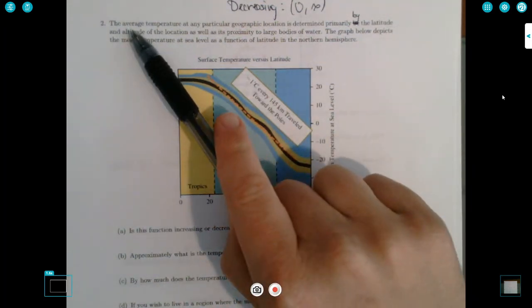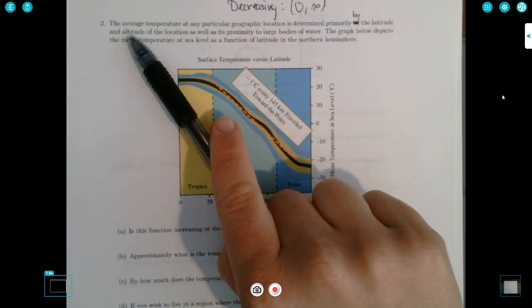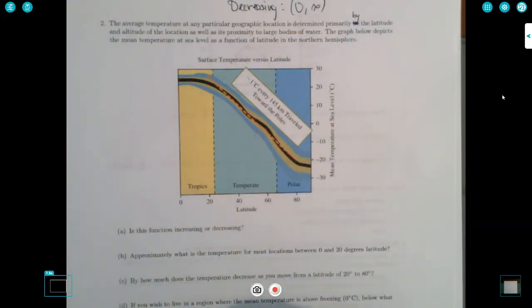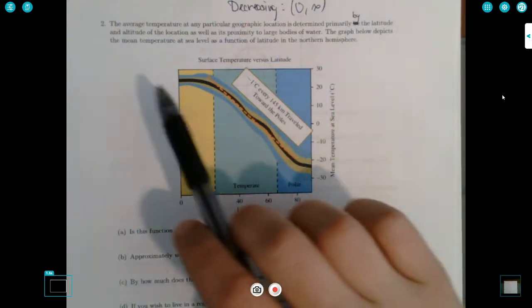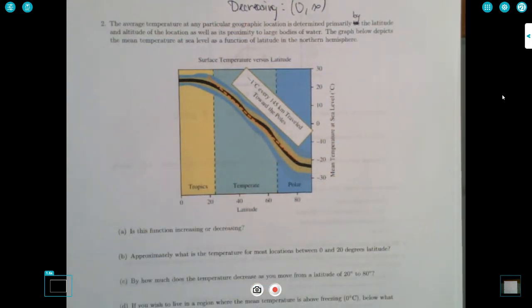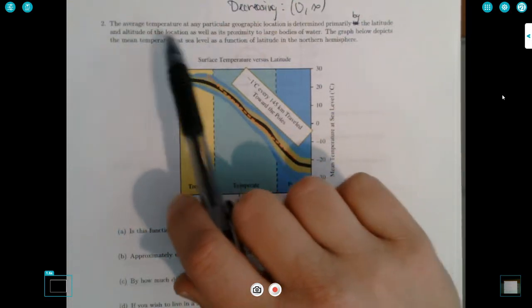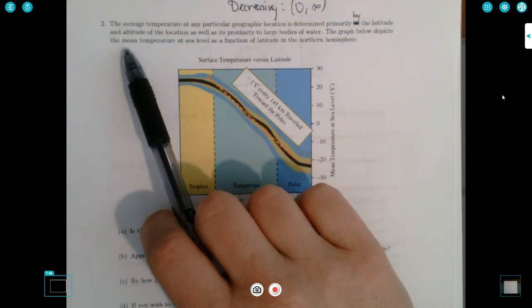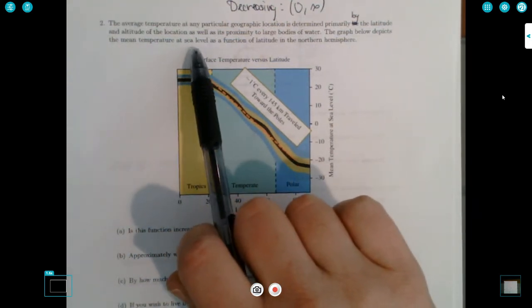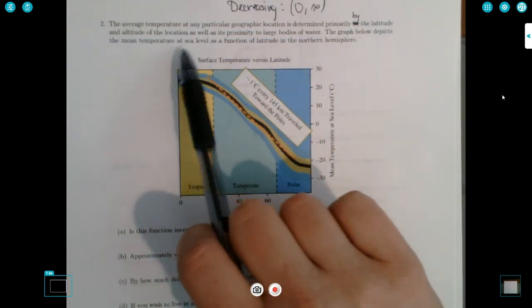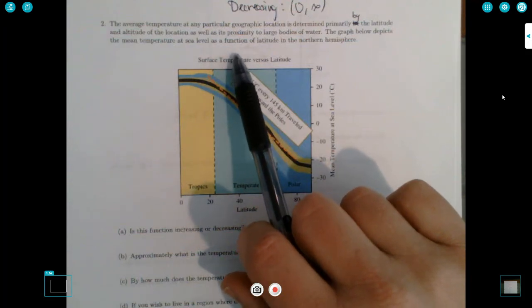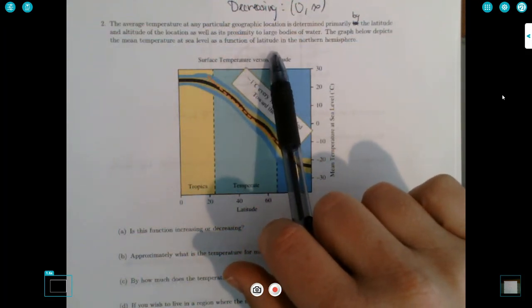Anyway, your altitude, how far you are above or below sea level. Your latitude, how far you are from the equator, okay? And then proximity to large bodies of water. Anyway, the graph below depicts the mean temperature at sea level. So we're assuming the altitude is 0, right? Forget about the altitude variable. We're only going to look at sea level. Okay, so the mean temperature at sea level as a function of latitude in the northern hemisphere. So we're narrowing in on latitude, right? Latitude.